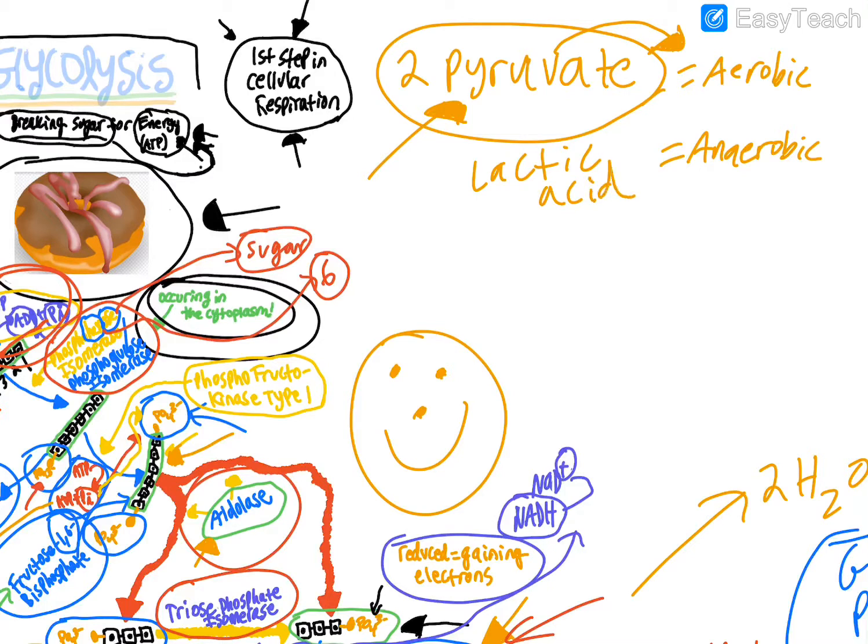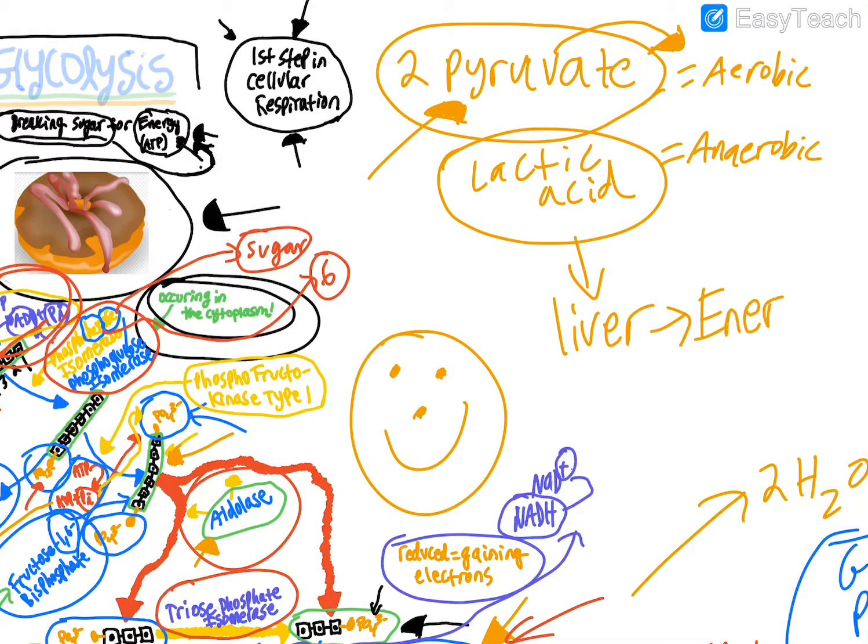And the lactic acid, you can use it for energy and glucose via the liver. So it's going to go to the liver, and you can use that as energy while you're working out. All right, so that concludes our video for glycolysis.